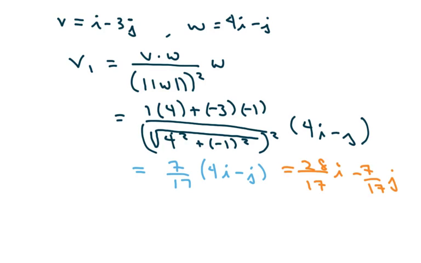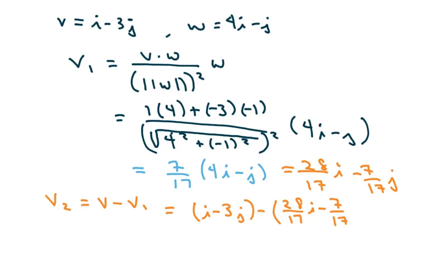And then to find the second vector, we just take the original vector minus our new vector, and we get I minus 3J minus 28 over 17 I minus 7 over 17 J, which equals negative 11 over 17 I minus 44 over 17 J. And that's all.